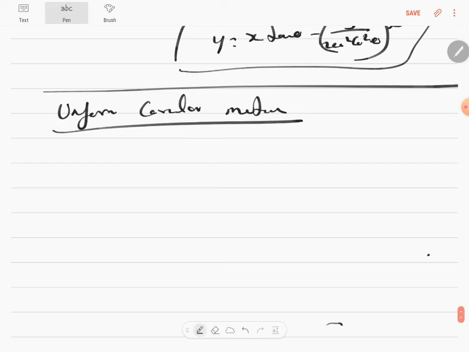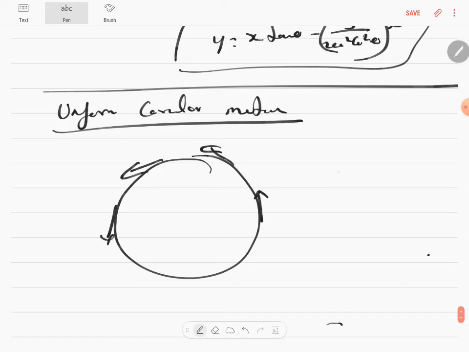A uniform circular path. What is the speciality about a uniform circular path? The speed is constant, but the velocity changes because its direction changes. That's known as uniform circular motion. A uniform circular path is a path where the speed is constant, but its direction changes, and so the velocity changes. Are you clear?